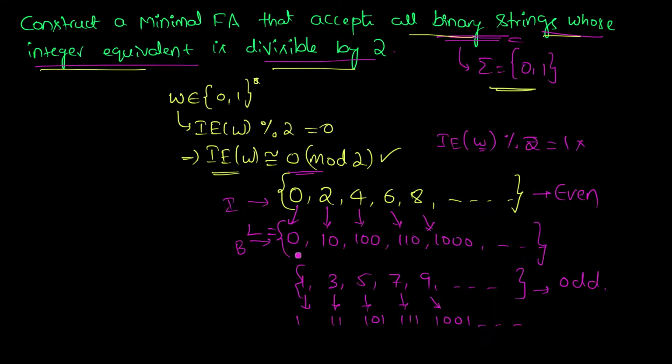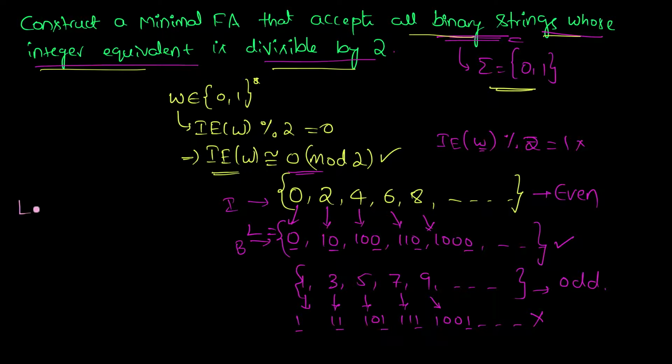If you see, the strings which are in the language end with 0, right? And the strings which are not in the language end with 1, right? All these strings end with 1 and these are not in our language. All these strings which are ending with 0 are in our language, right? So this is one observation. So with this observation we can start drawing the DFA for accepting this language.